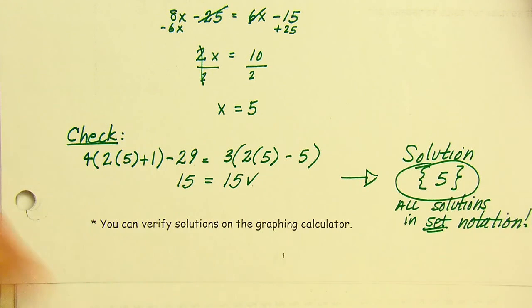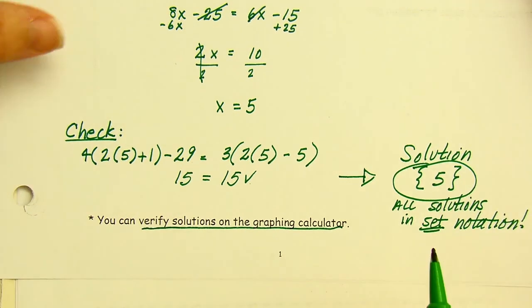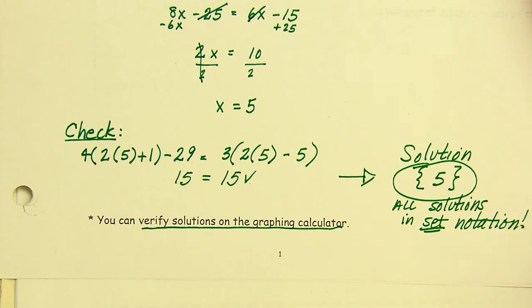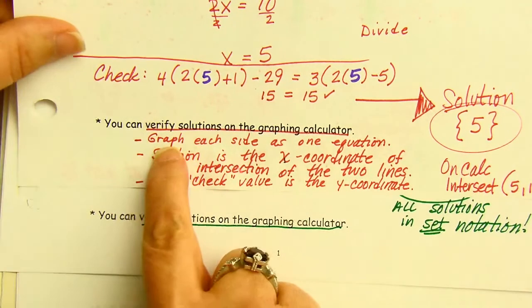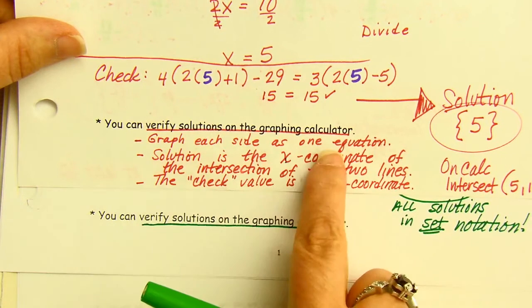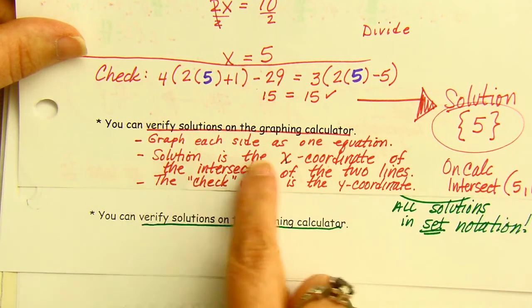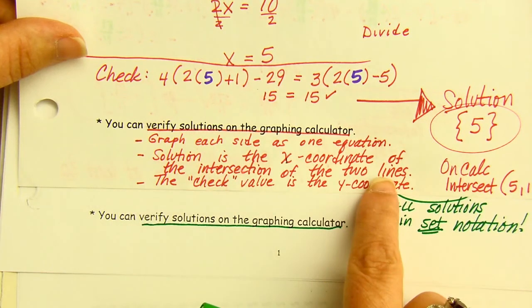Now we can verify solutions on the graphing calculator. I'm not going to do too much with this. I mean, if you want, you can copy mine. It says graph each side as one equation on the graphing calculator. The solution is the x-coordinate of the intersection of the two lines.